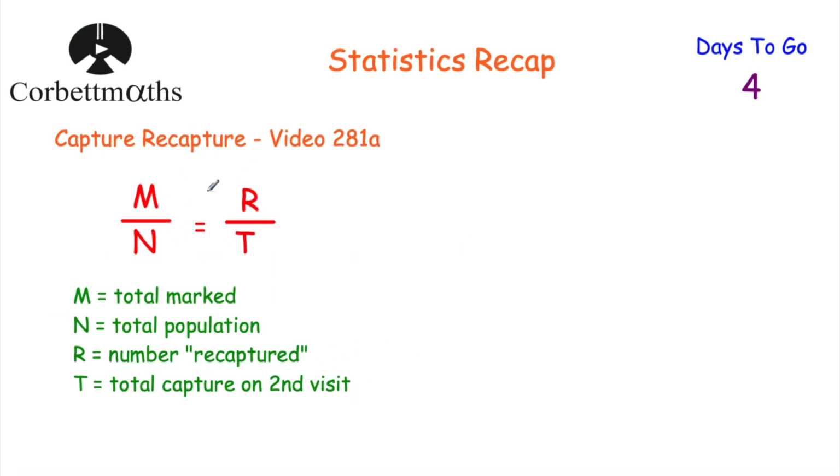And if you're studying at Excel, you may encounter capture recapture, and this is the formula for capture recapture. Now I'll talk about it in another way in a second, but this is the formula. M over N equals R over T, which is the total marked over the total population is equal to the number recaptured over the total captured on the second visit. So that's the formula. However, whenever I'm tackling capture recapture questions, normally what I do is I just think of the information I've been given.